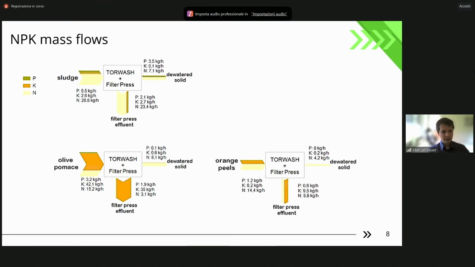What you can also see here is that nitrogen partitions differently. So we have the majority of nitrogen in the liquid effluent in this case. Here we have the majority of nitrogen in the solid, so it really depends on the feedstock. And what's also interesting is that most of the potassium, because potassium salts are water soluble, goes to the filter press effluents. So phosphorus of the solid is interesting for the sludge, not so much for the other two. And in general, we can say that any strategy which wants to focus on nutrient recovery has to focus on the liquid stream in some way.